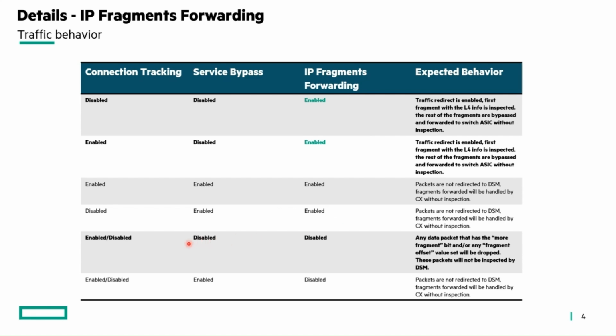And this one, where you have service bypass disabled and IP fragment forwarding also disabled, is the actual, or today's, behavior, right? Without this particular knob. Any data packet that has the more fragment bit and/or any fragment offset value set will be dropped, because there's no way DSM is able to handle it without this feature. So these packets will not be inspected by DSM. And again, if you have service bypass enabled but IP fragment forwarding disabled, the behavior is the same as no packet is getting redirected to DSM. So there's no inspection. Hope this is clear.